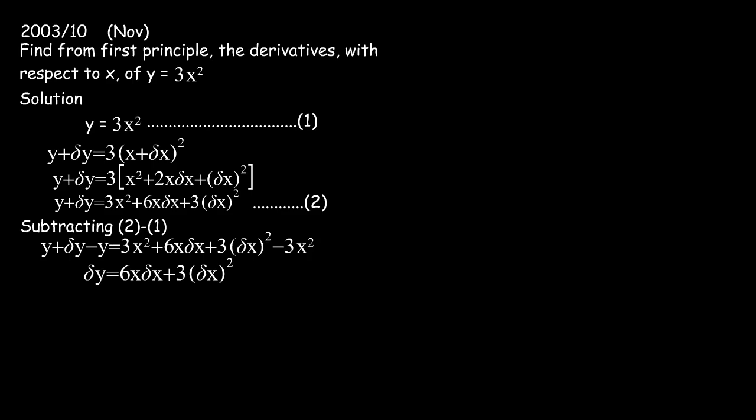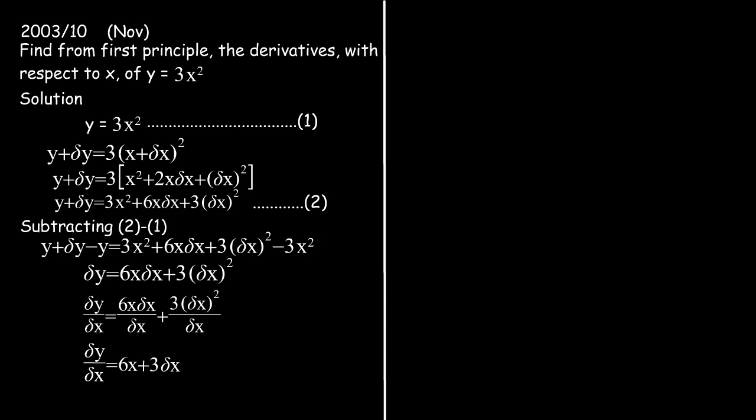Now at this junction, dividing both sides by delta s, we have delta y over delta s equals 6s delta s divided by delta s plus 3 in bracket delta s squared divided by delta s. 6s delta s divided by delta s equals 6s, and 3 delta s squared divided by delta s is 3 delta s. So our equation becomes delta y over delta s equals 6s plus 3 delta s.